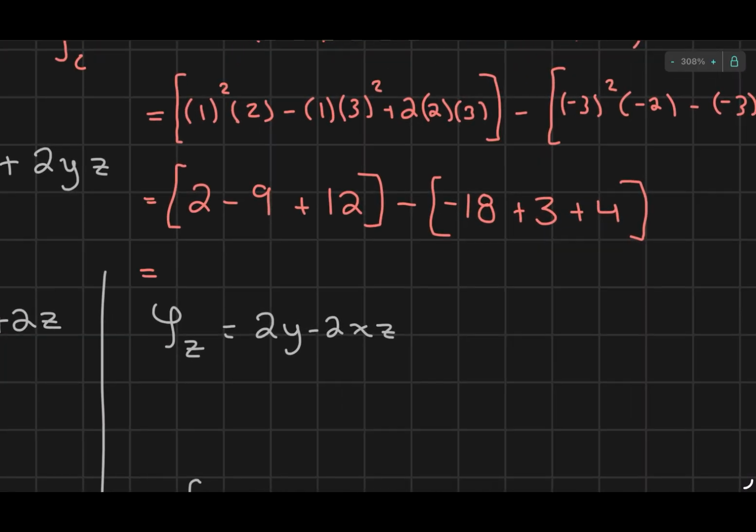So it looks like our final answer here is going to be 2 minus 9, which is negative 7. And negative 7 plus 12 is going to equal 5. Minus negative 18 plus 3 plus 4, negative 18 plus 7, that's equal to negative 11, which is going to equal 16.